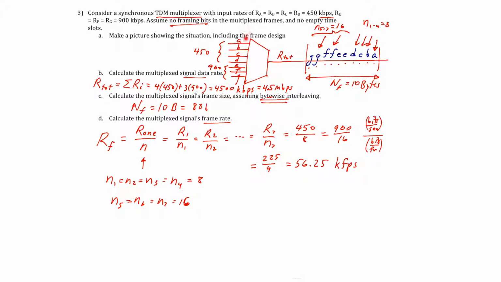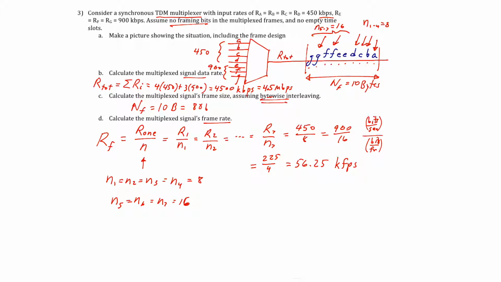Here I'm showing the 4 inputs A, B, C, and D with a rate of 450, and then 3 more, E, F, and G with a rate of 900. And they are brought into a multiplexer and multiplexed into a single data stream with a bit rate R total.